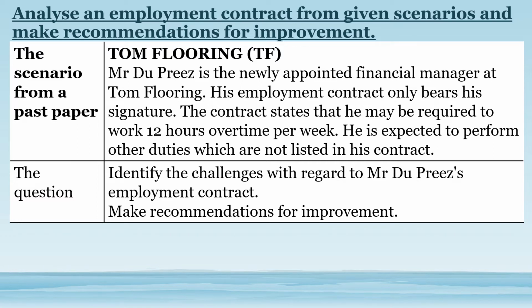For example, Mr. Dupree is a newly appointed financial manager. His employment contract only bears his signature. The contract states that he may be required to work 12 hours overtime a week. He is also expected to perform other duties which are not listed in the contract. Now the problem with this is, this links directly to the BCEA. So guys, BCEA, I know we don't like legislation, you have to know it.